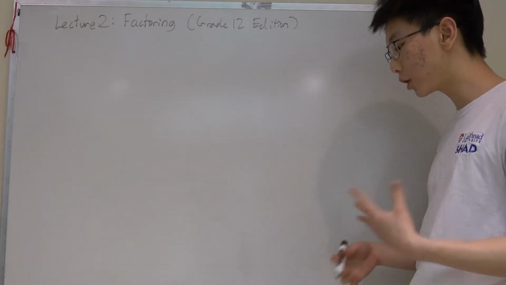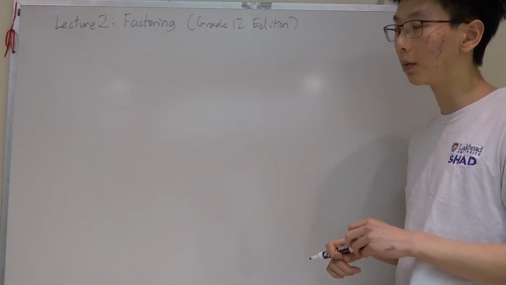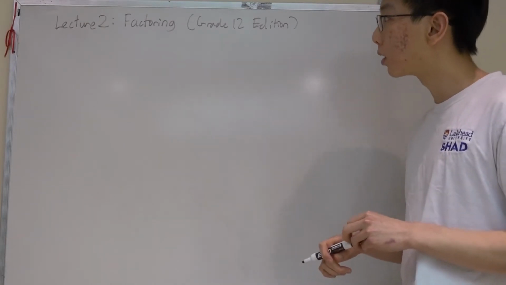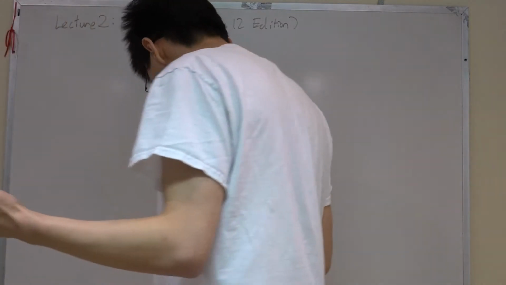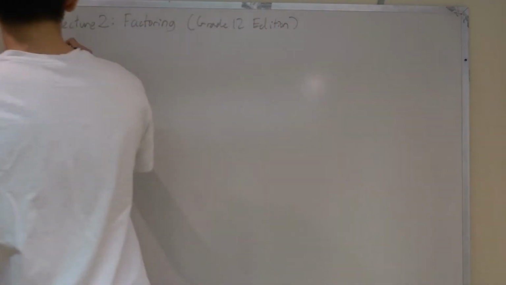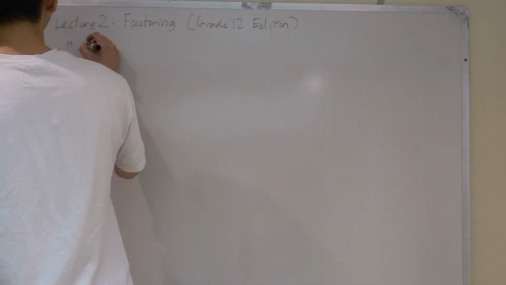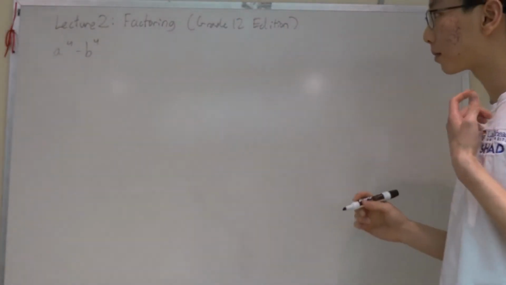So to start off, let's just warm up a bit using a couple of examples that don't really require too much new stuff. So the first tricky one is, okay, I say first tricky one, but really these are all tricky in their own way. So a to the 4 minus b to the 4, okay? And I want to factor this.